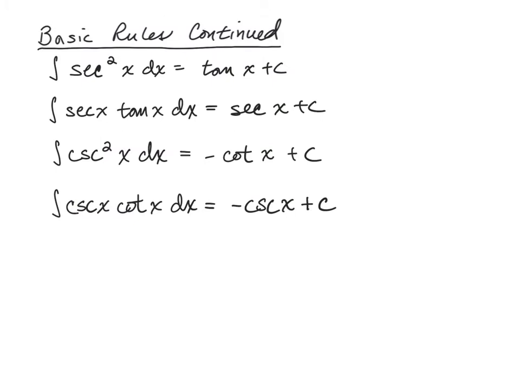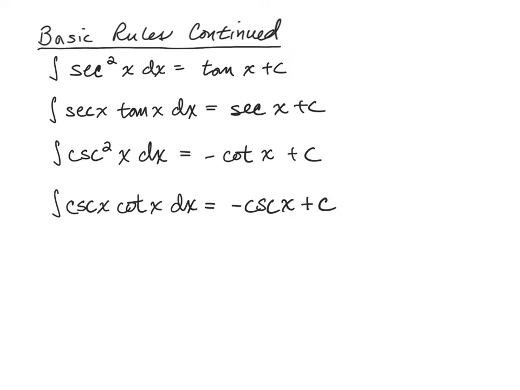Here we have some basic rules. Continuing all of the trig rules coming back. So we have the antiderivative of secant squared x with respect to x is tangent of x plus c. Secant tangent with respect to x is secant of x plus c. Cosecant squared of x with respect to x is negative cotangent. These are all very, very familiar.